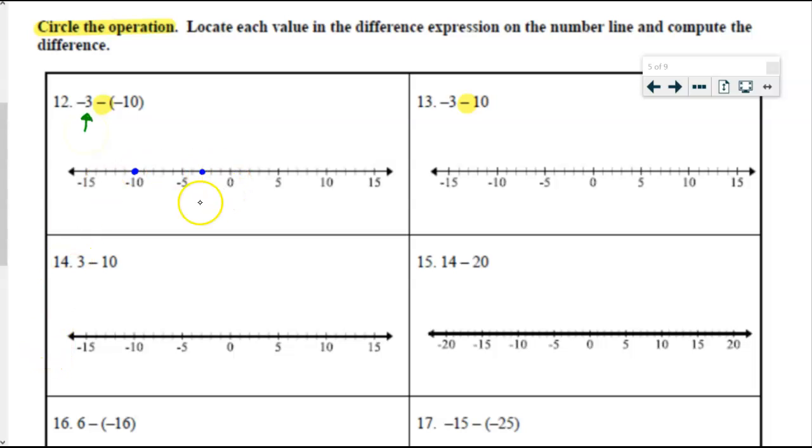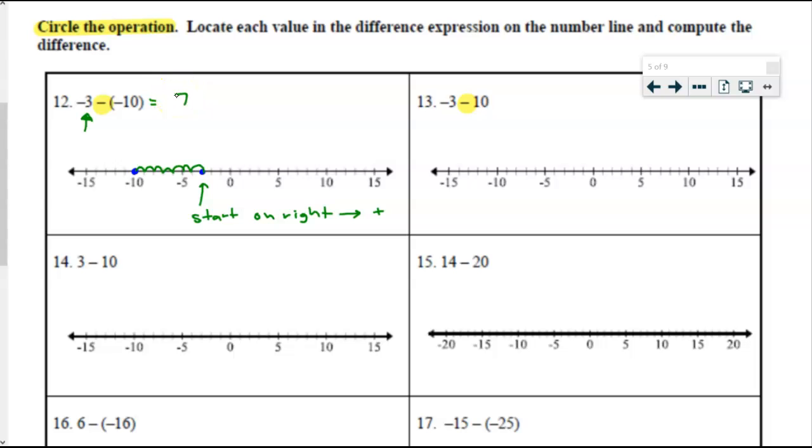I'm starting at -3. So it looks like I'm starting on the right. And if I'm starting on the right-hand side, that means it's going to be positive. Now let's count the bunny hops. Now that I know it's going to be positive, 1, 2, 3, 4, 5, 6, 7. So a positive 7.